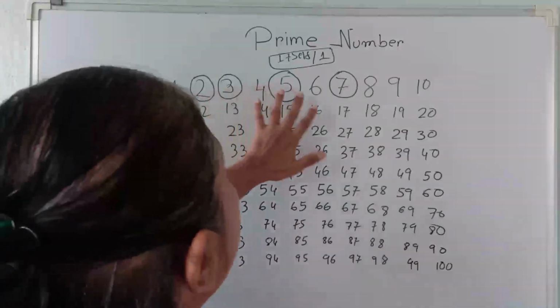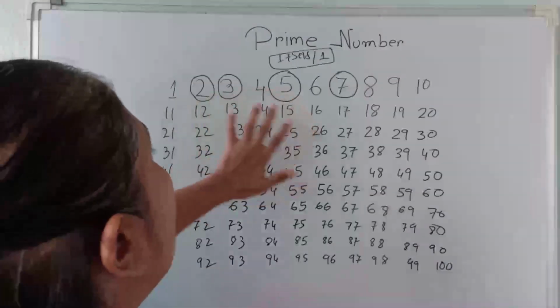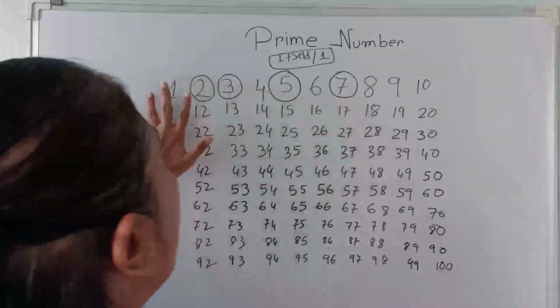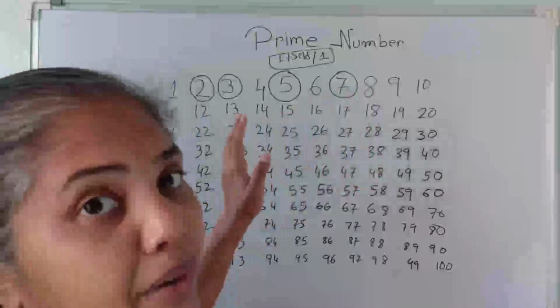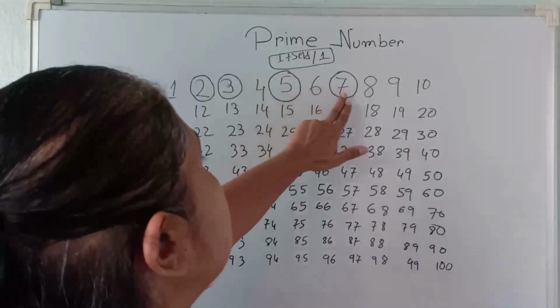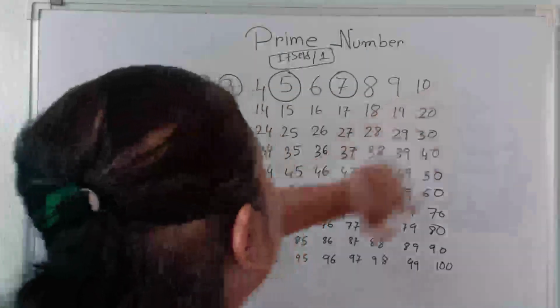So, how many prime numbers are there between 1 to 10? Only 4 prime numbers are there: 2, 3, 5 and 7. They are the prime numbers between 1 to 10.